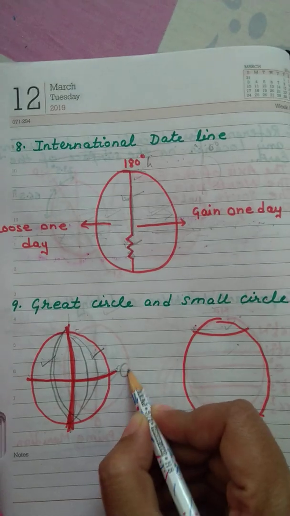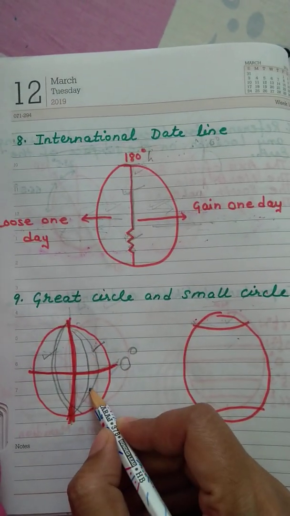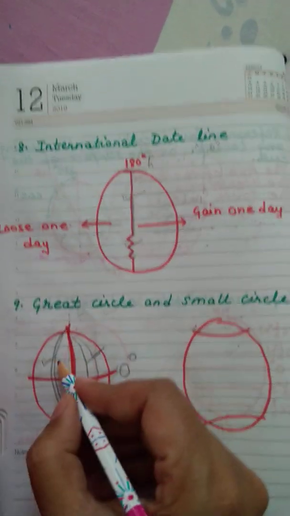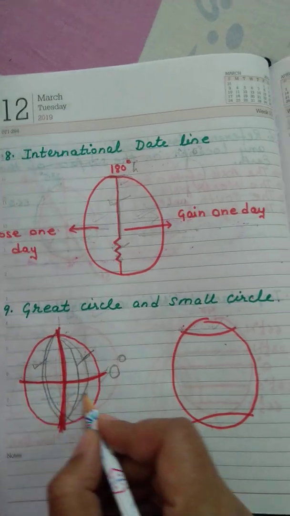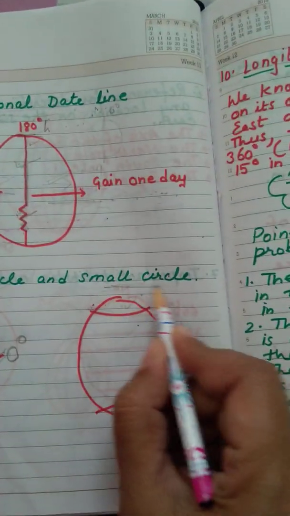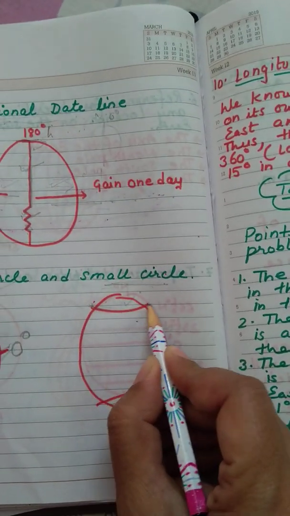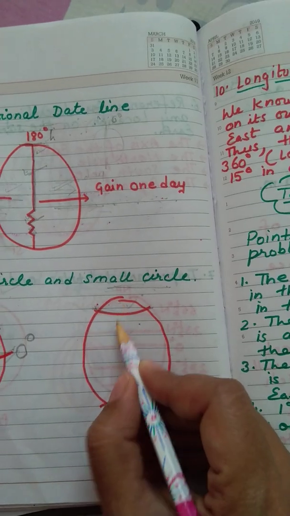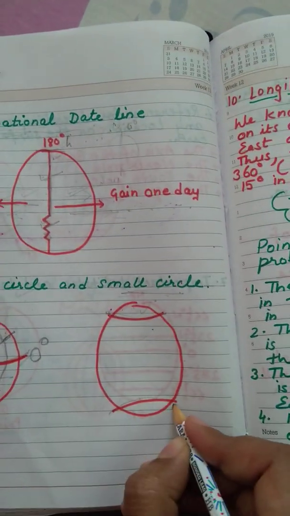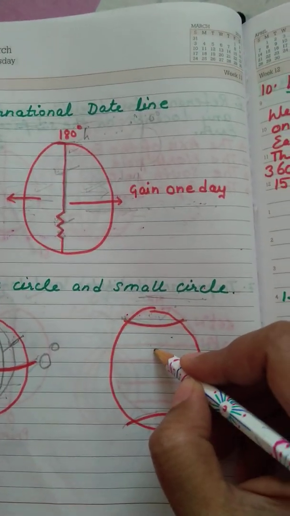Equator. Equator is the only great circle which divides Earth into two equal parts. This is the northern hemisphere and this is the southern hemisphere. But other latitudes are not great circles. Why? See, a small circle is an imaginary line that divides the Earth into two unequal parts. Like the Arctic Circle and Antarctic Circle, they divide the Earth into two unequal parts.